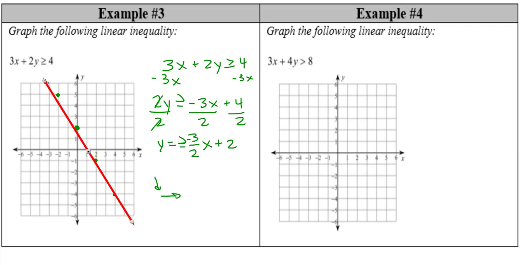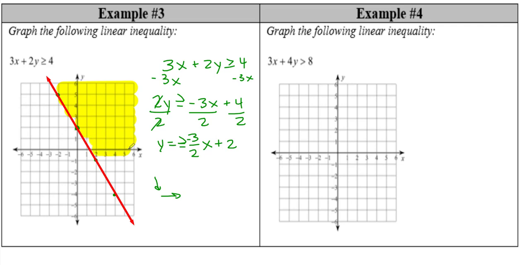Okay, let me fix that. And then we go back and look again to determine how we're going to shade. So we want all values greater than. Greater than means to go above. So I'm going to shade above this line.